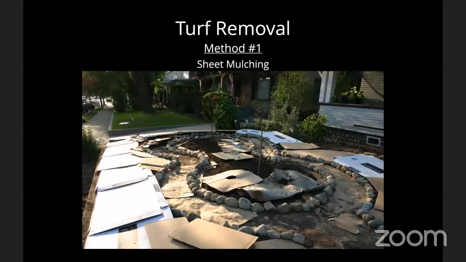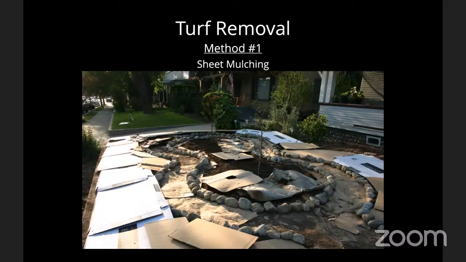And so here are going to be the main techniques for turf removal, briefly. Method number one, and my go-to, is sheet mulching. Like you saw, that's using corrugated cardboard that you can scrounge, get for free. Takes some doing, but is often available. And using that as a temporary biodegradable weed barrier.